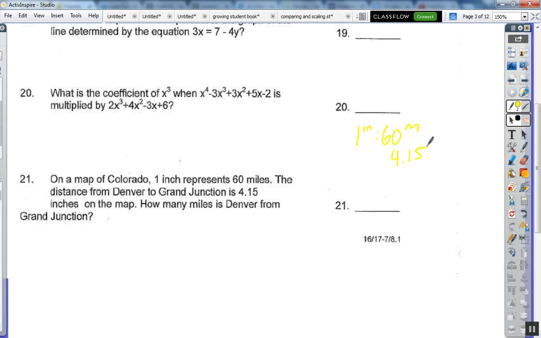Now the easier way to do it... Now, unfortunately, 60 times 4.15. 60 doesn't go into anything. And so now we are all stuck with that multiplication. So 0 times 5 is 0, 6 times 5 is 30, carry the 3. 6 times 4 is 24, plus 3 is 27, and we have 2 decimal places here.